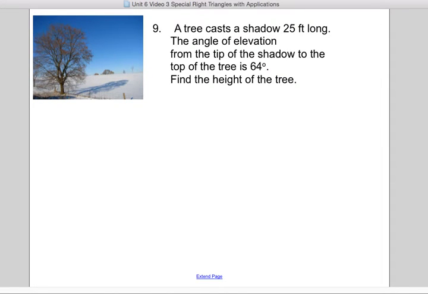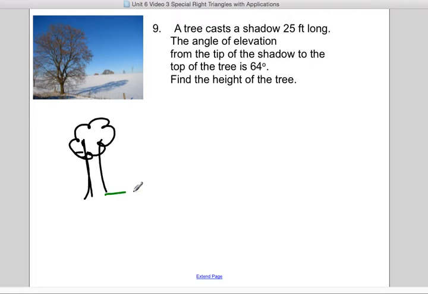So a tree casts a shadow 25 feet long. The angle of elevation from the tip of the shadow to the top of the tree is 64. Find the height of the tree. I always say draw a picture. So I'm talking about a tree. We could actually draw a tree if we wanted to. Okay, so I have my tree.